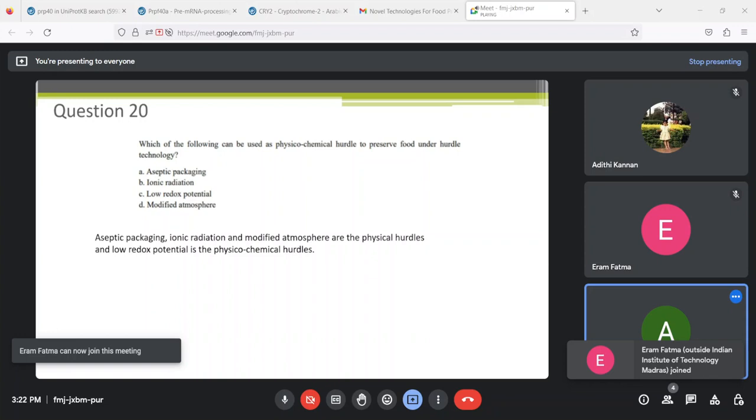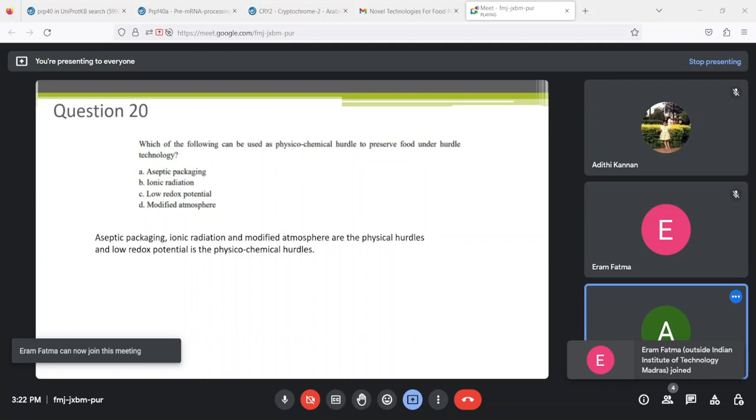In case of ionic radiation, you are passing in gamma radiation or so. In case of modified atmosphere, you are either changing the humidity of the condition or so, and these all constitute the physical hurdles to preserving the food, whereas the low redox potential comes under the physico-chemical hurdles. And basically, depending upon the kind of food that you are dealing with, the redox potential is extremely important. Let's say for a microorganism that is aerobic in nature, it requires a more oxidizing environment. That is, it requires very high redox potential.